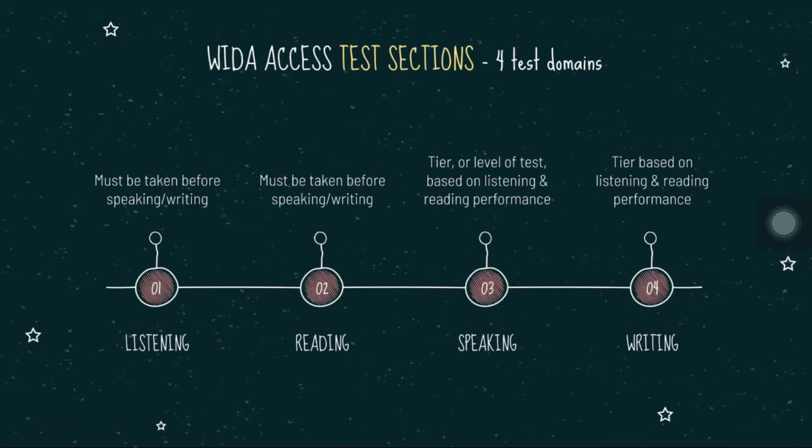So our goal is that students can score a level 5 overall. To do this, they must score high enough to get a composite score on all 4 test domains. There are 4 different tests, one for each domain. Students begin by taking the adaptive listening and reading sections. Then, based on their listening and reading performance, students are placed in tiers for the speaking and writing tests. Let's first take a look at what the listening and reading tests look like.